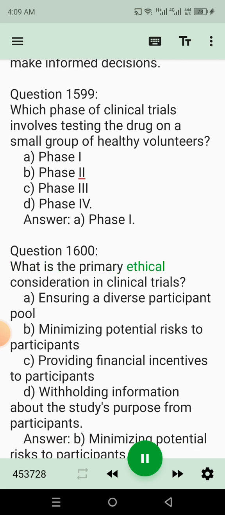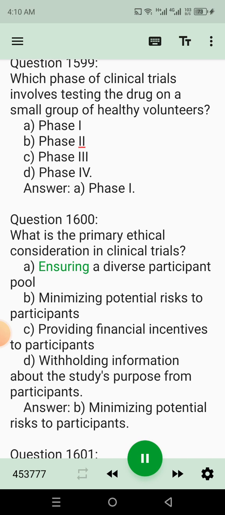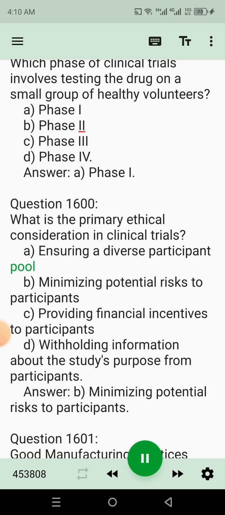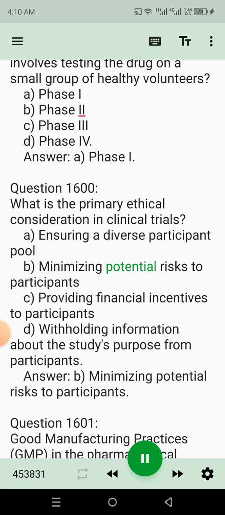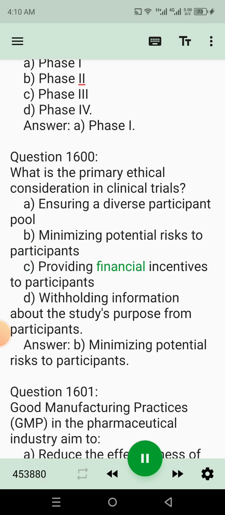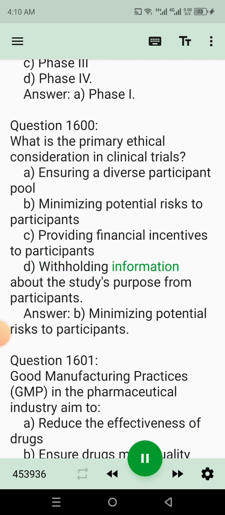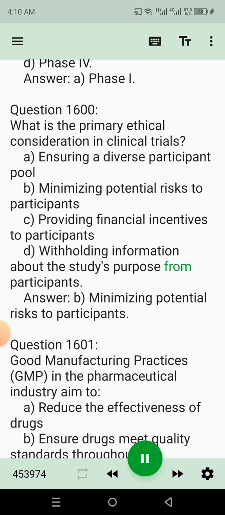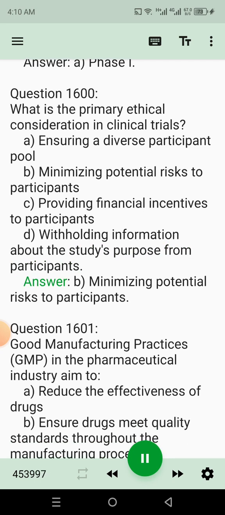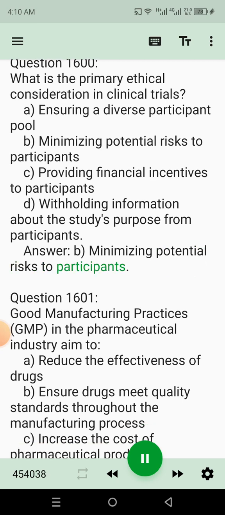Question 1600. What is the primary ethical consideration in clinical trials? A. Ensuring a diverse participant pool. B. Minimizing potential risks to participants. C. Providing financial incentives to participants. D. Withholding information about the study's purpose from participants. Answer: B. Minimizing potential risks to participants.